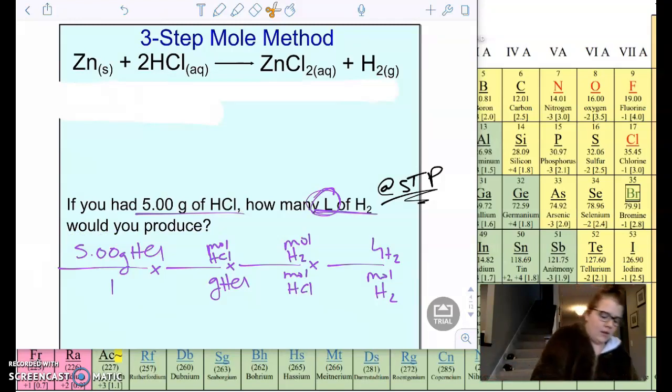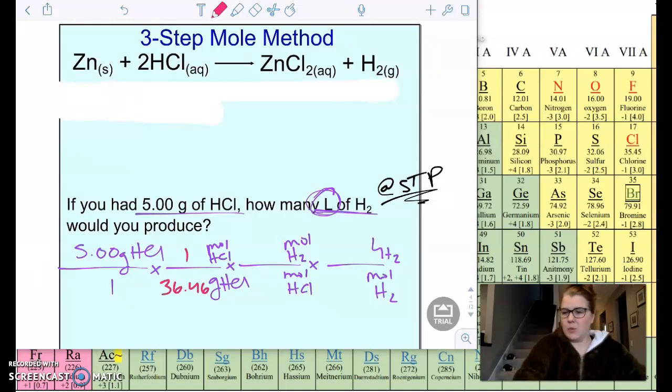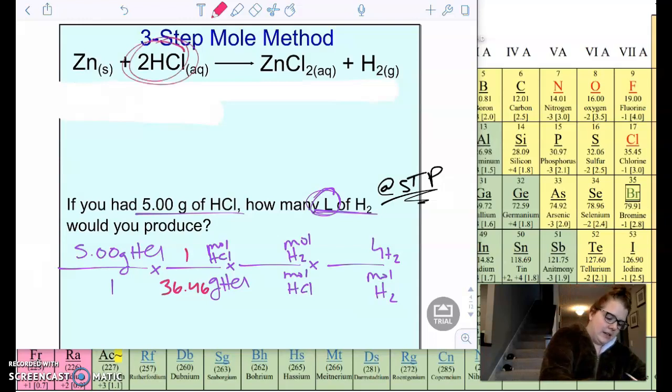Add them together. We're going to get 36.46 grams per 1 mole. Let's look at the ratio here, because remember that's where we're going to get that from the coefficients. So it looks like it is a 2-to-1 ratio here. So 2 hydrochloric acids per 1 hydrogen.